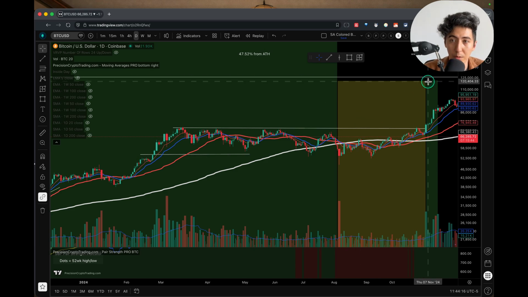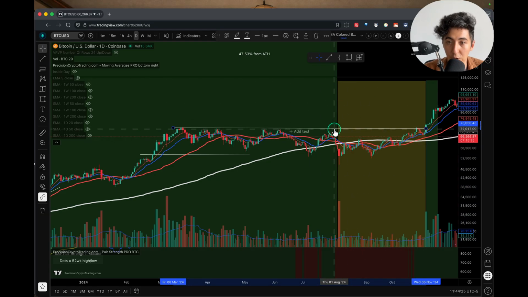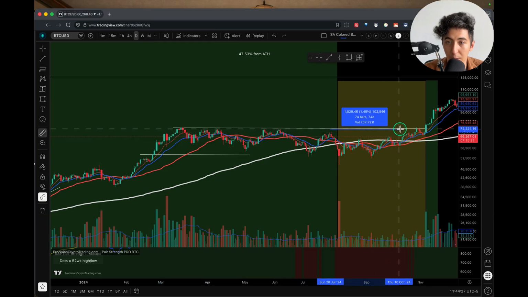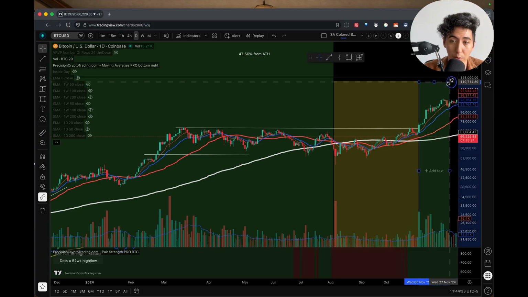And maybe this wasn't a distribution after all. I mean, maybe it was a little distribution, sideways action in the general uptrend. And this is 3 months. I mean, not a strong trend. Definitely not a strong trend.